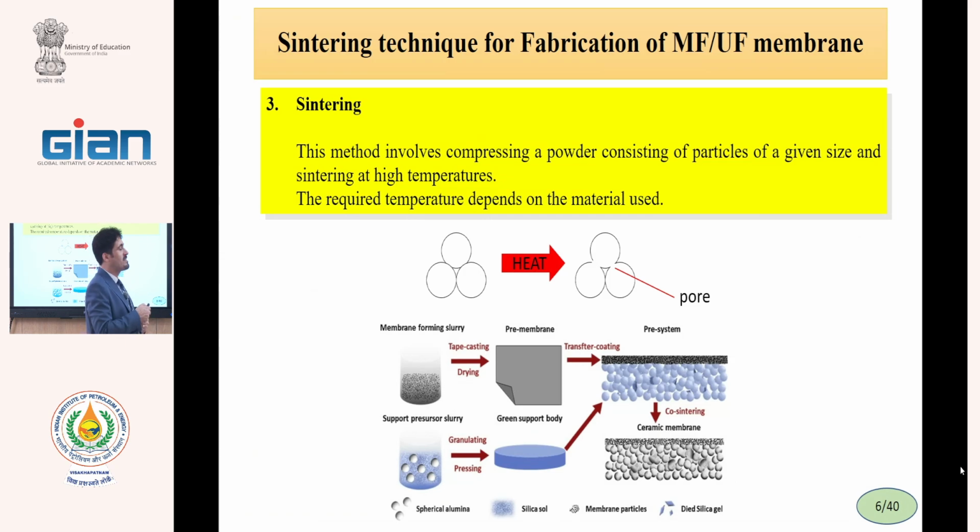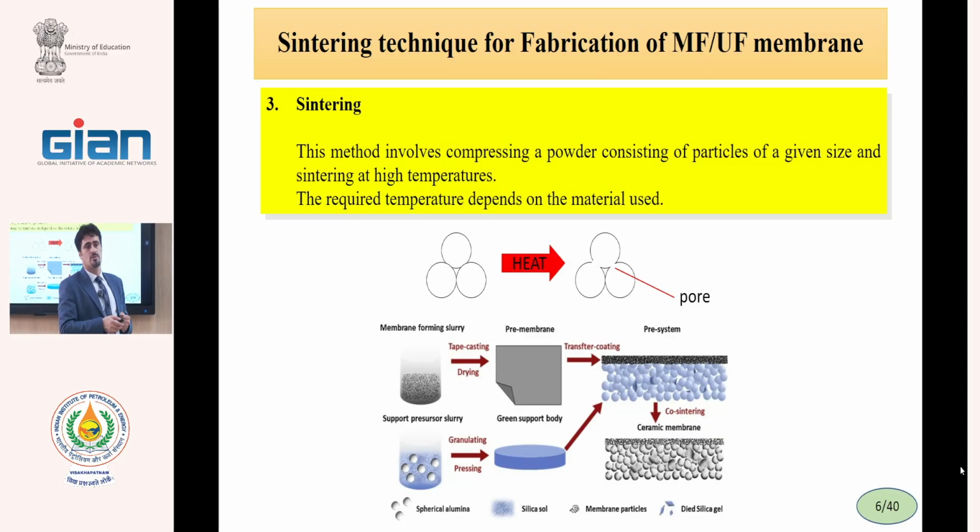Sintering means we use high temperatures. For example, for alumina ceramic membrane, we use 1,700 centigrade. For silica, we need a lower temperature, 1,200 centigrade. Therefore, we need high temperature for attachment and increasing the stability and strength of the membrane.